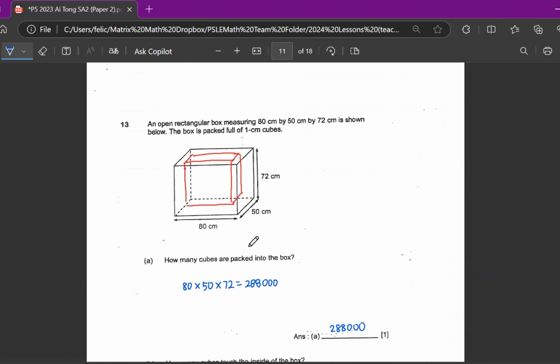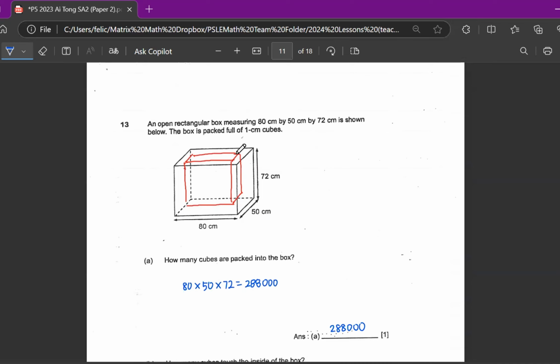So along the height, now for the height, remember something, it's an open box. So 72 cubes along the height, yes, I have to minus one cube at the bottom because the bottom will be touching the base of the box. That is considered the wall also. It's touching the base of the box.